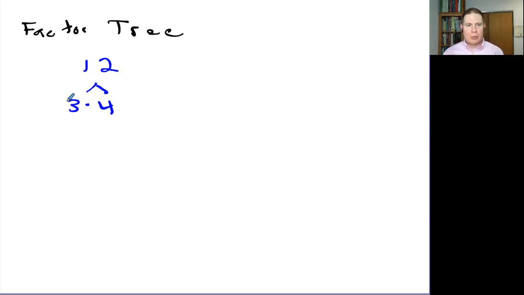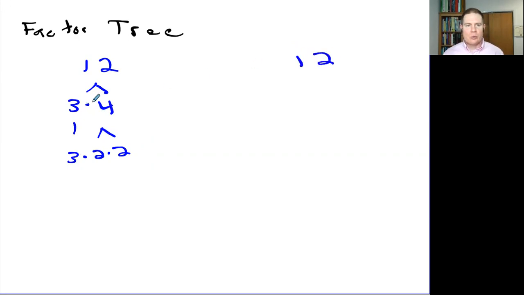Well, then I want to see, can I break 3 down any farther? No, it's a prime number, but 4 can be broken down. So the fact that I can go down another level means I need to bring 3 down to that same level. And okay, well, what can I multiply to get 4? Well, 2 times 2 is 4. And now 2 is also a prime number, just like 3, so I'm done.